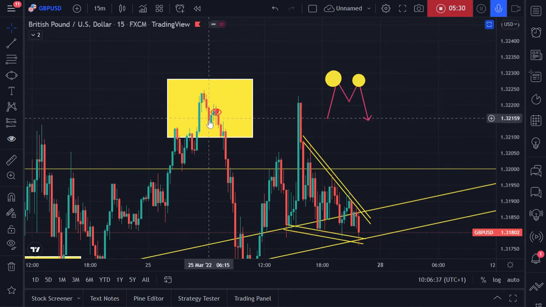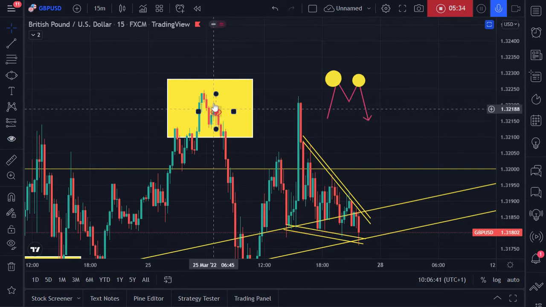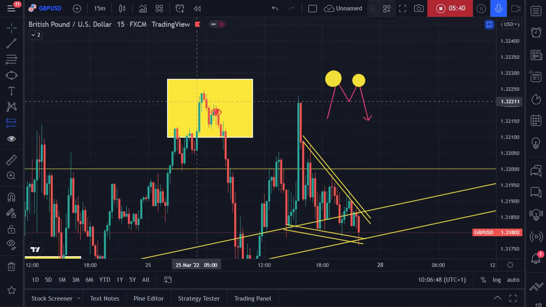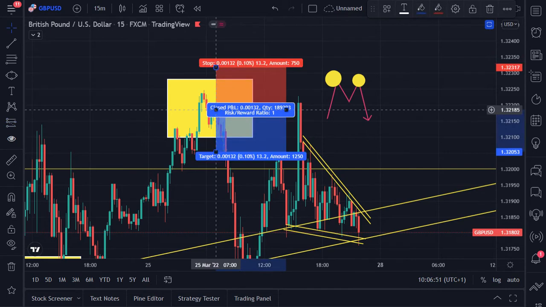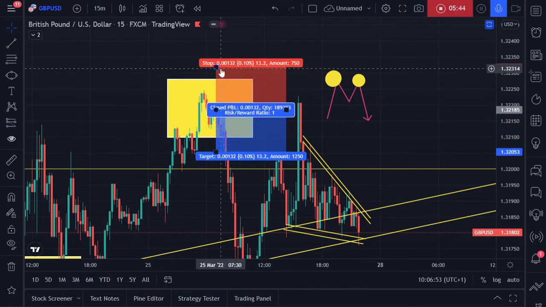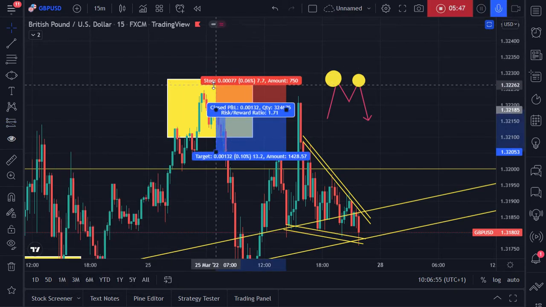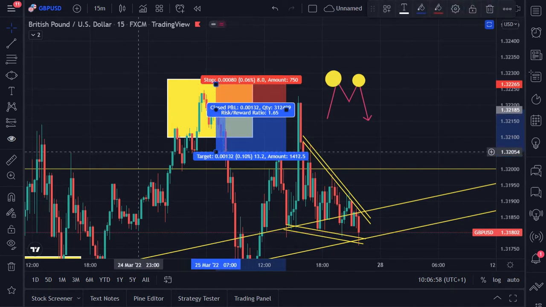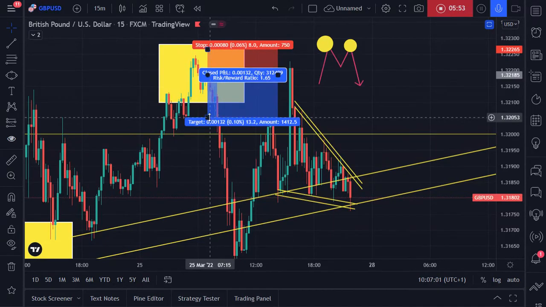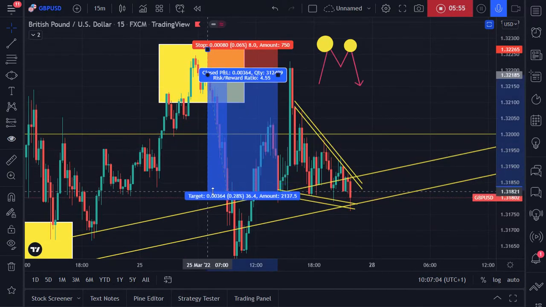Okay. And now we had price going back to give us another top, characterized by several weak rejections. So I would have taken my sell trade, short, somewhere around here, and then my stop loss would have been slightly above the first stop, which is somewhere around 7 to 8 pips. And then my take profit will be at the next psychological price level, somewhere around here.